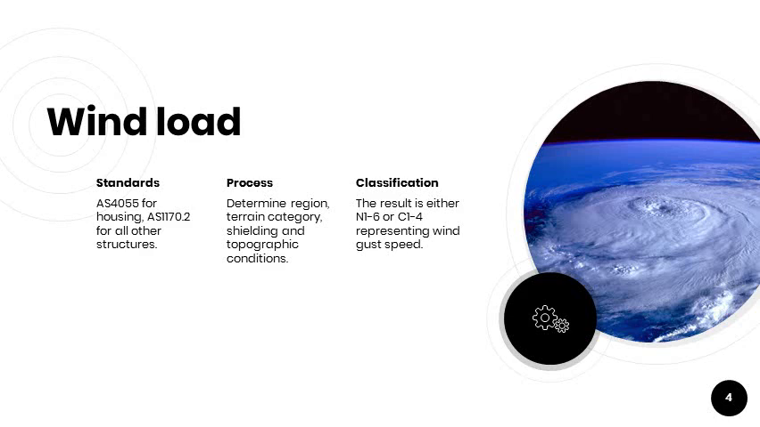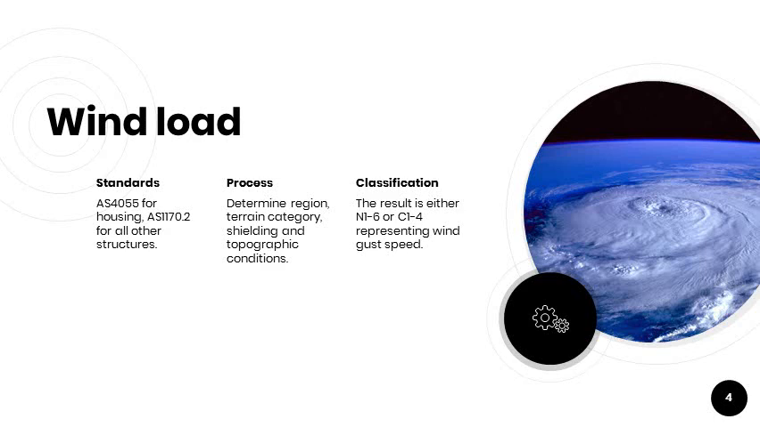Wind load calculations are complex and require the use of AS 4055 for housing and AS 1170.2 for all other structures. The Australian standard is used to establish a wind classification, taking into account its geographic region, terrain category, shielding from neighbours, objects, and its topographic surrounds.